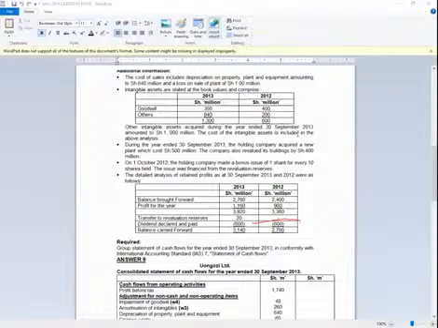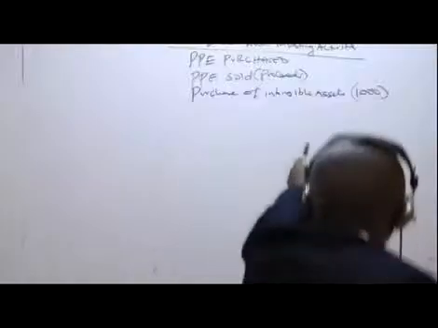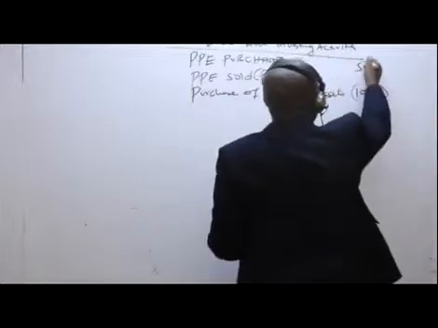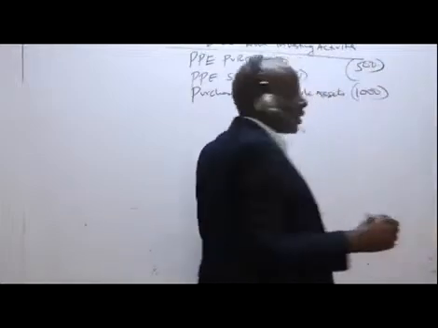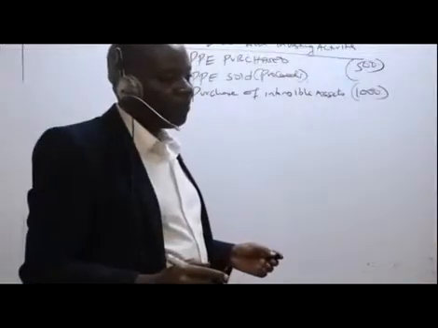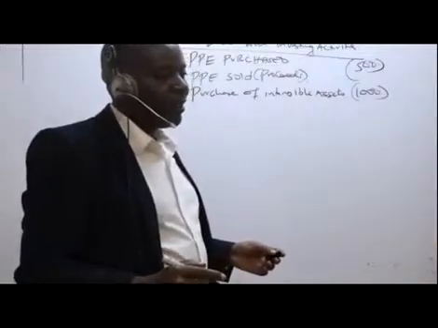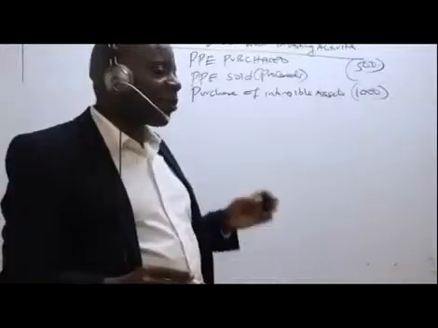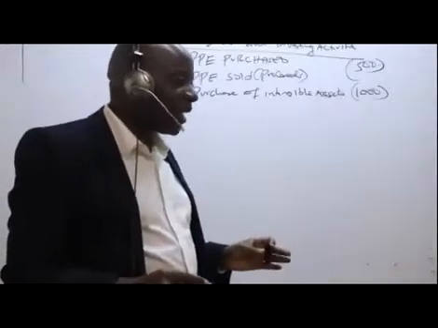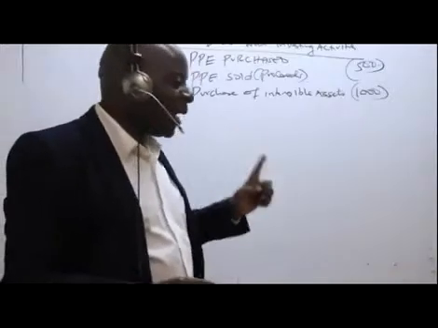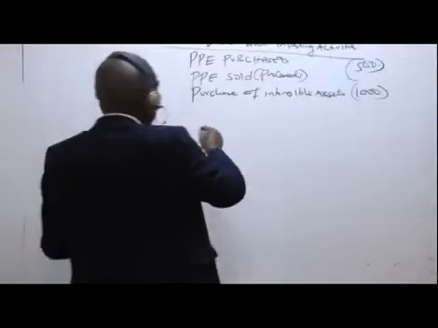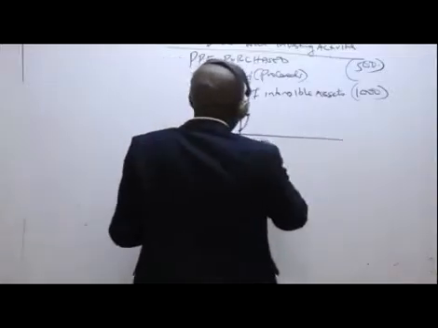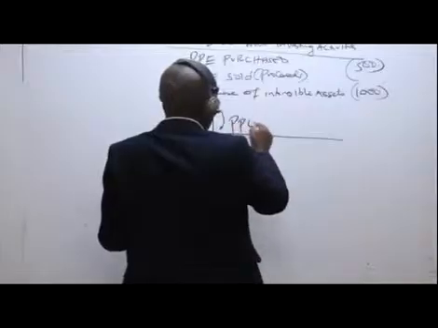So PPE was purchased here. Acquired a new plant costing 500. So where I have property, plant, and equipment purchased or acquired, I'll come and put 500 in brackets like that. Now, to get the proceeds from PPE sold, from my experience, most students would prefer a T account. So PPE.